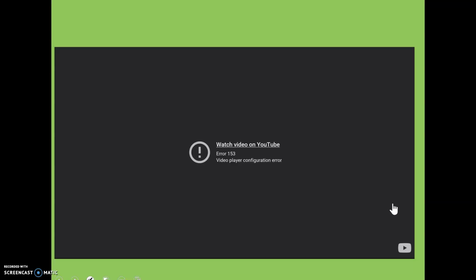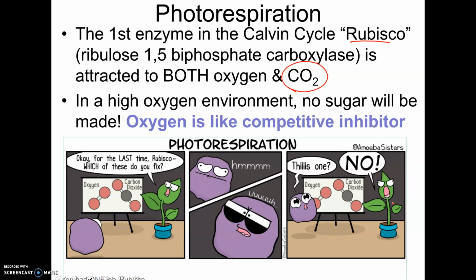So remember competitive inhibition. What happens is, if it binds to oxygen, it ends up just making more carbon dioxide. So basically everything that happened in the light-dependent reactions just goes to waste. The plant just releases carbon dioxide back out and makes no sugar. Ultimately a plant that was doing high levels of photorespiration, where it was using oxygen instead of carbon dioxide, would die because it would not be able to make enough sugar to stay alive. And so oxygen is almost like a competitive inhibitor. It's getting in the way.